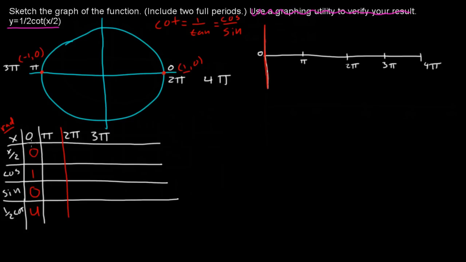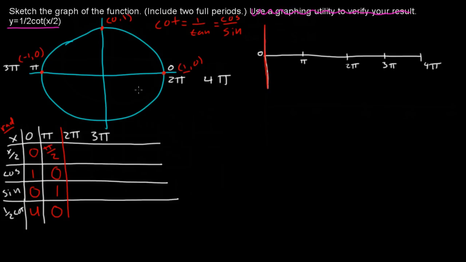And then radian pi, we're actually over here, but what we're doing is pi divided by 2 because we have x divided by 2. So this will actually be pi over 2, which is up here. Now the cosine of pi over 2, this coordinate here is 0, 1. So our cosine of pi over 2 is 0. Our sine of pi over 2 is 1. Cotangent is cosine divided by sine, which gives us 0.